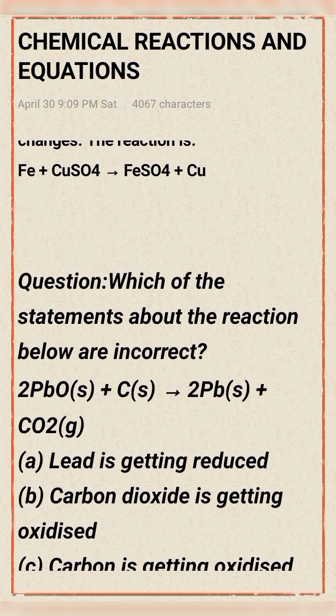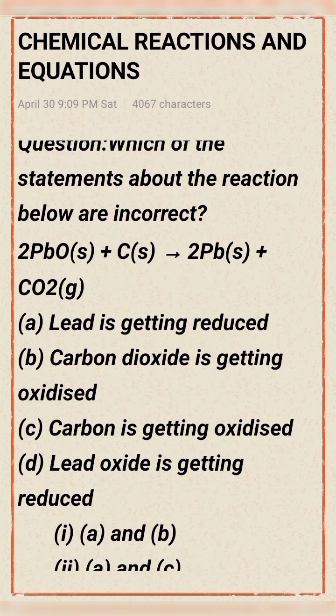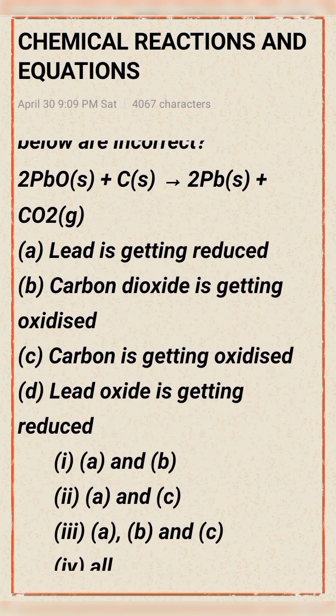Next question, which of the statements about the reaction below are incorrect? 2PbO (red oxide, solid) plus C (carbon, solid) gives 2Pb (solid) plus CO2 (carbon dioxide gas). A, lead is getting reduced. B, carbon dioxide is getting oxidized. C, carbon is getting oxidized. D, lead oxide is getting reduced.